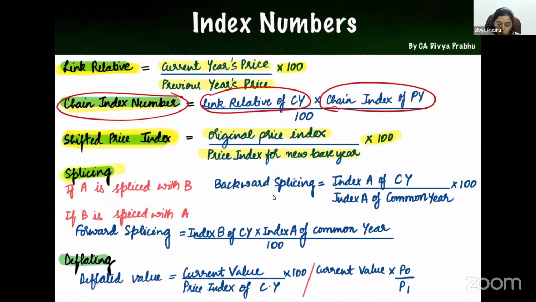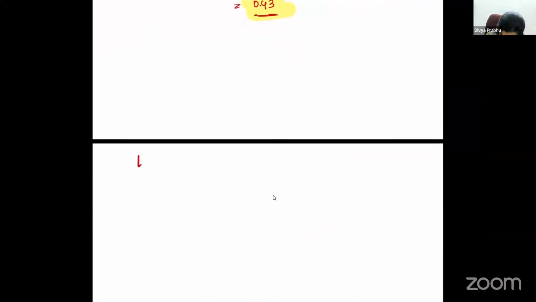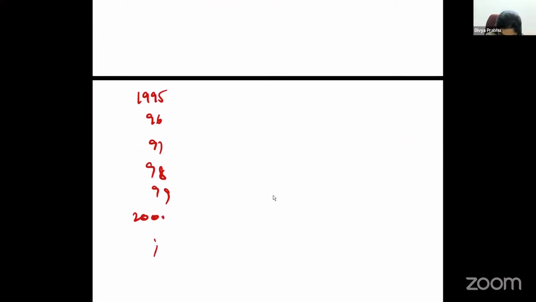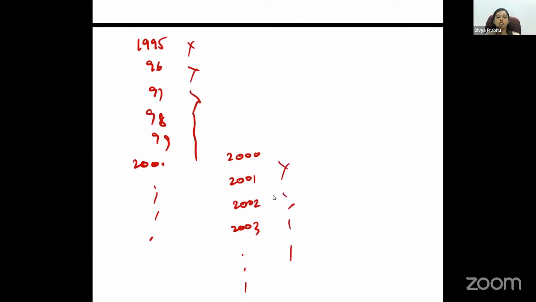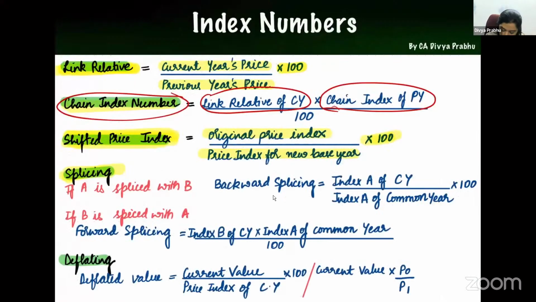Splicing means, let's say there will be two series going on. Say 1995, 96, 97, 98, 99, 2000, etc. One series going on. Second series starts from 2000, 2001, 2002, 2003 and so on. So there are two index number series. If I want to merge these series into a single series, that is known as splicing of index numbers. So if I have to merge the two separate index numbers, that's when I go for splicing. Now shifting means in the same index number series, I am just shifting my base year from one year to another year. Understood? That is the difference between shifting and splicing.